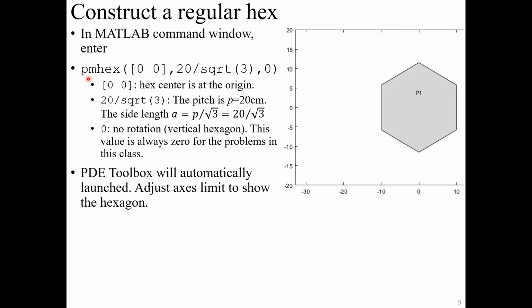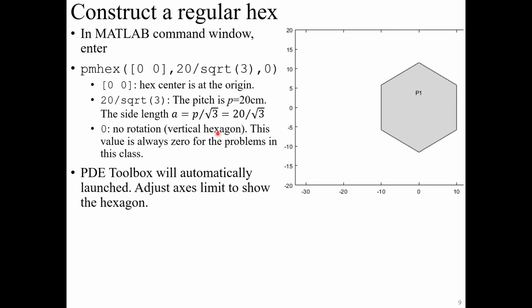In the MATLAB command window, you can enter this line to draw a hexagon like this. So the 0, 0 means that the hexagon center is located at the origin. Certainly, you can move it to another location by changing this coordinate. The 20 over square root of 3 is the side length of this hexagon, because we know that the pitch is 20 centimeter, and the side length is calculated as a equal to pitch over square root of 3.